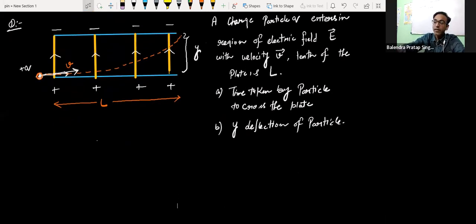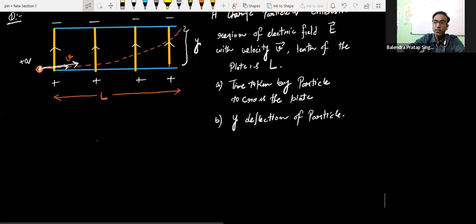Here I will use the equations of motion because the particle is moving. There are three equations of motion, as you studied in Newtonian mechanics: v = u + at, v² = u² + 2as, and s = ut + ½at². So I will use the equation s = ut + ½at².